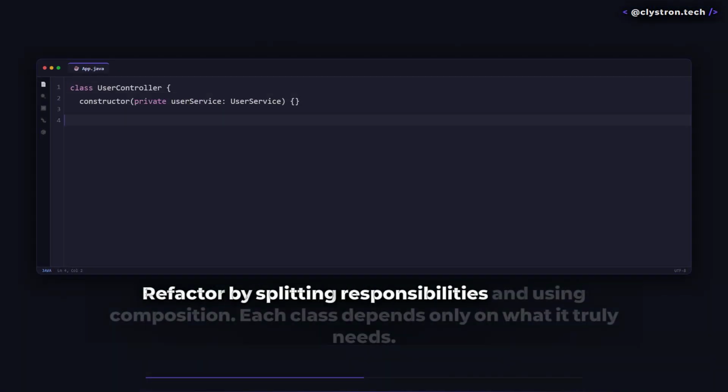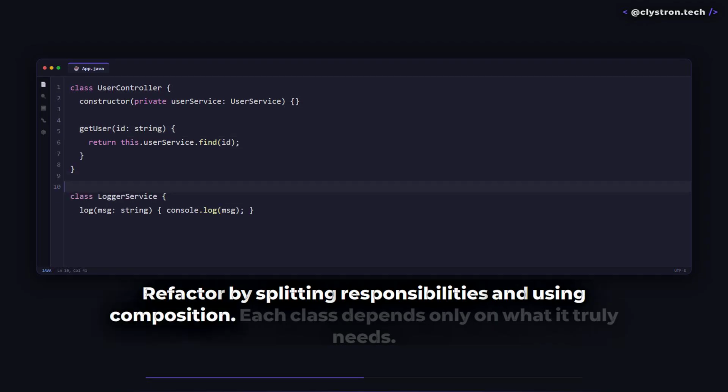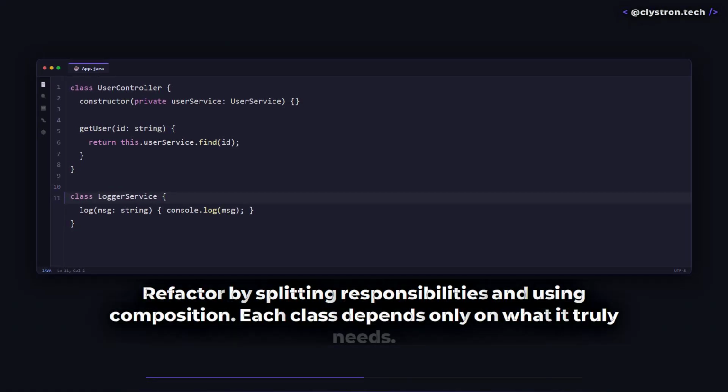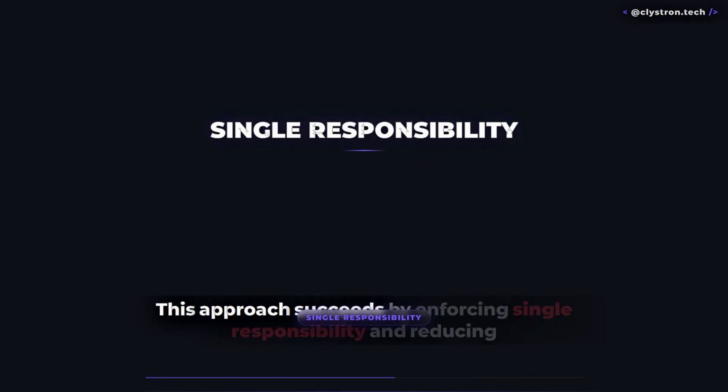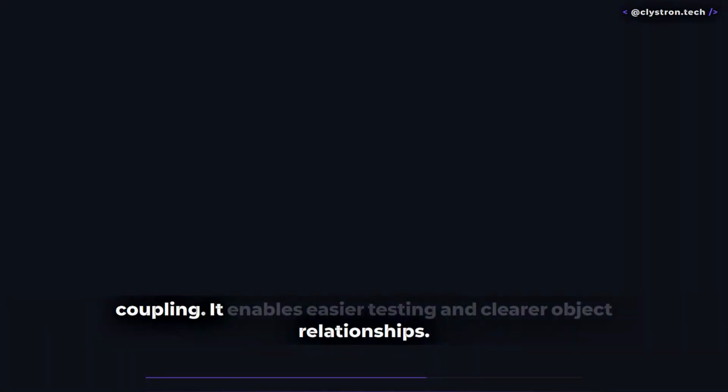Refactor by splitting responsibilities and using composition. Each class depends only on what it truly needs. This approach succeeds by enforcing single responsibility and reducing coupling. It enables easier testing and clearer object relationships.